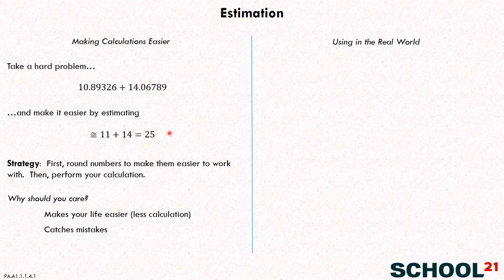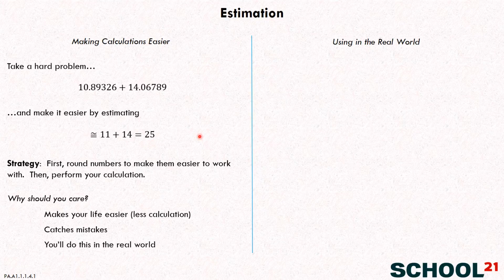See, you can catch your mistakes also by, if you did have to do this problem up here or enter it into a calculator and you accidentally miss the decimal point and you put 140.6789, then you would get a number that's something like 150, and then you would say, well, wait a second, when I estimated this, it was about 25, so maybe I made a mistake. So that's another good reason to use estimation. And finally, you use it in the real world.